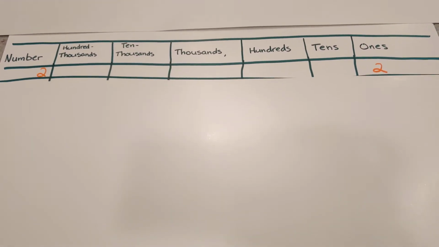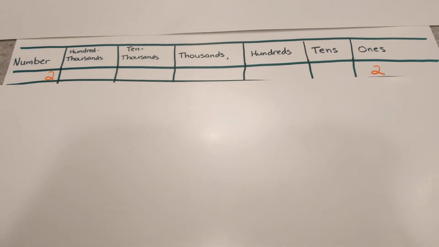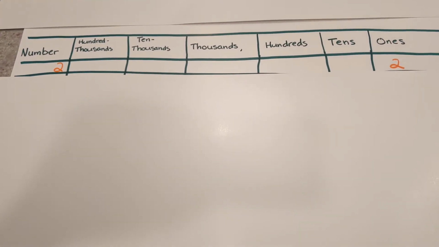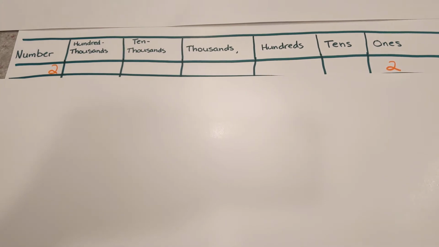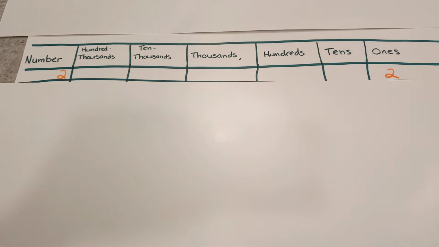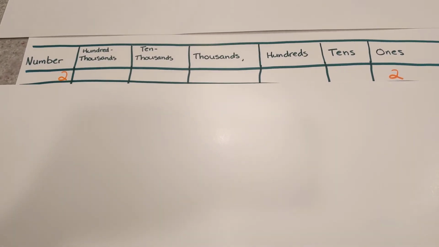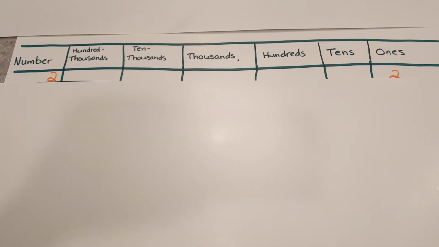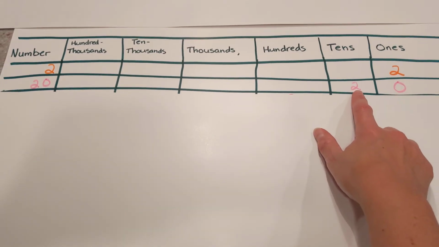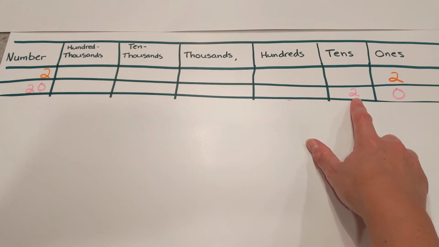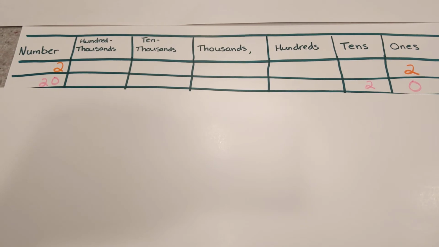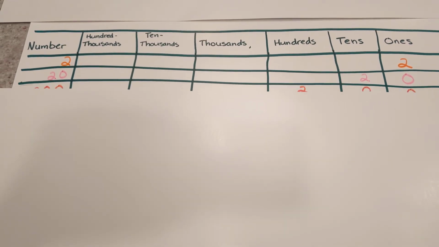The first column there has a number, and that number is 2. Well, that 2, we don't really know what the value of that 2 is until we know what place it is in the number. So if that 2 is in the ones place, what is its value? Well, its value then is 2. What if that 2 is in the tens place? What is it worth? In that case, the 2 would be worth 20. Its value would be 20.